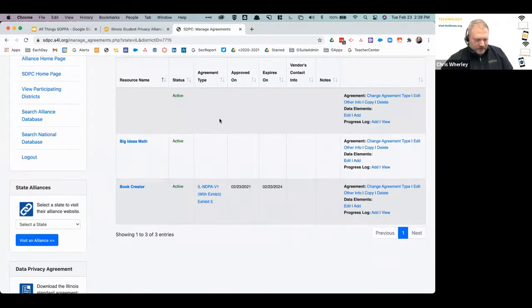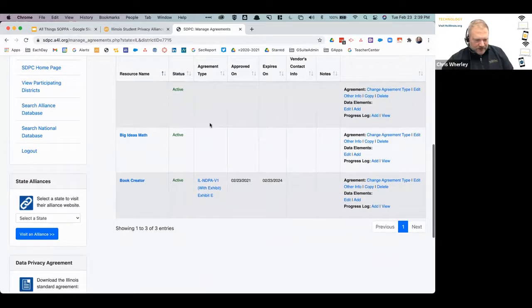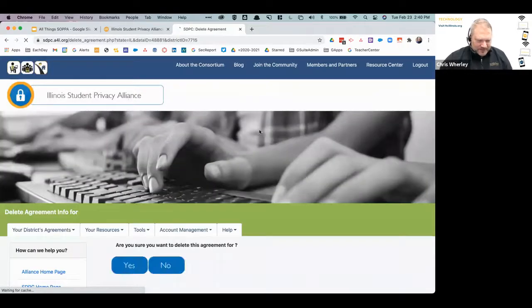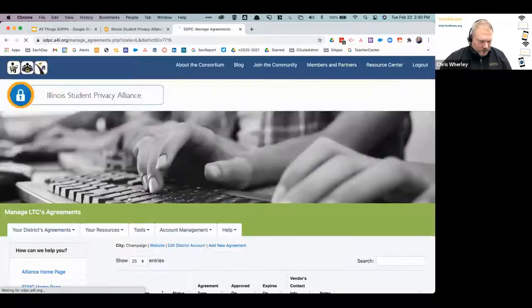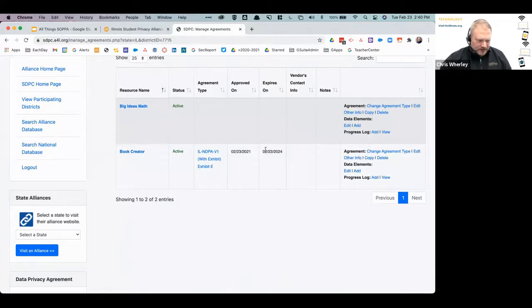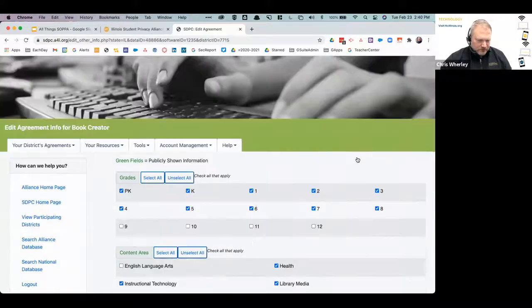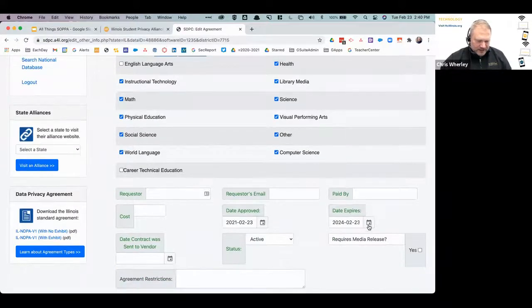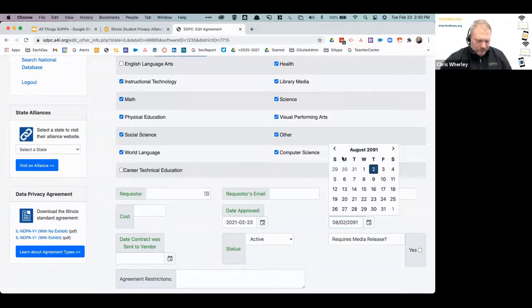And over here, just looking at the management of it, it looks like I started something and I escaped out of it, or I stopped the process. So I can delete stuff that's not supposed to be there. So I can delete that one. This one I'm going to leave there for a minute. But if I look at Book Creator and I look at this date, I can come over here and edit other information, and I should be able to come down here and change this date then to February 2nd or February 10th, 2024.